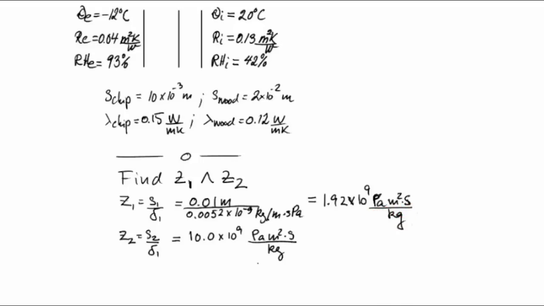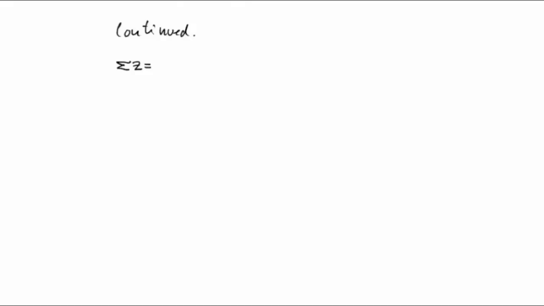And I do the same to find Z2, which is resistance to diffusion for wood, and I get 10 times 10 to the power of 9, and the same unit. So now I have to find sum of Z, and sum of Z is Z1 plus Z2, and that is equal to 11.92 times 10 to the power of 9, and then the unit comes Pascal, square meter, seconds divided by kilogram.